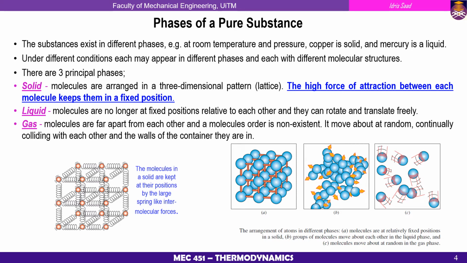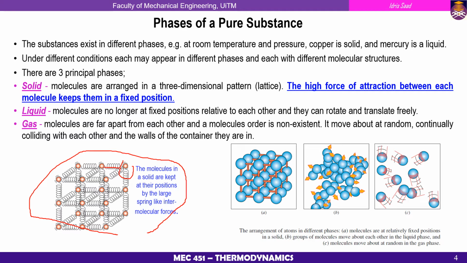For any substance that exists in this world, there are three principal phases, which are solid, liquid, and gas. For the solid phase, the molecules of the substance are arranged in a three-dimensional pattern, or what we call a lattice. It means that the molecules are arranged as a rigid structure of fixed positions, as illustrated in this figure. As you can see in this figure, the molecules are arranged structurally.